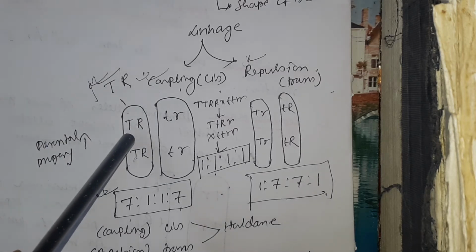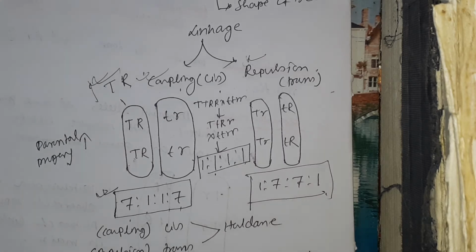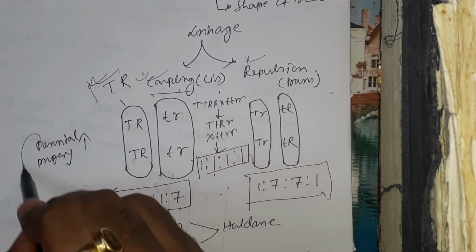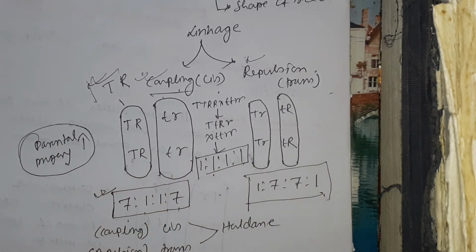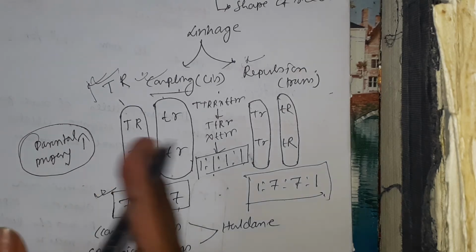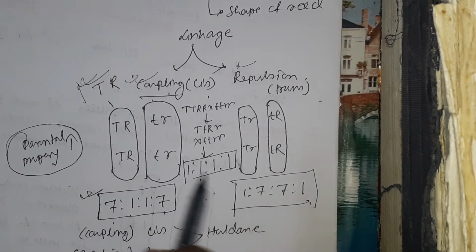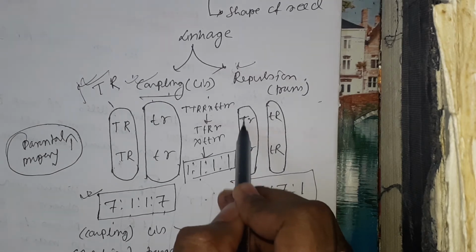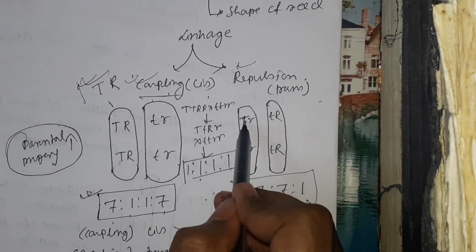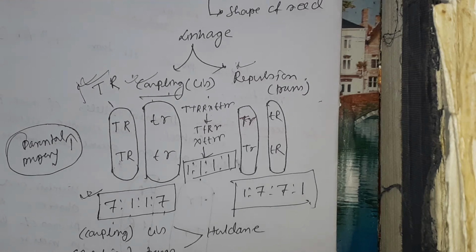as there is a higher combination of capital T, capital R and small t, small r, and recombinants will be in less amount. Therefore, coupling phase shows a higher proportion of parental progeny rather than recombinant progeny. But in case of repulsion phase, the dominant allele of one gene is linked with the recessive allele of another one on the same chromosome, as I have mentioned here.